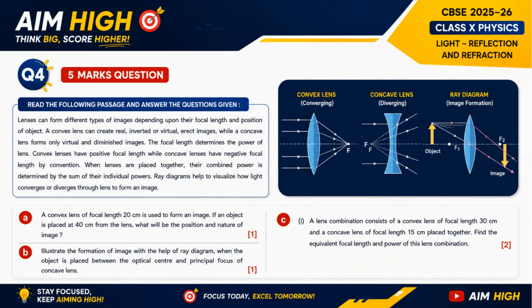Now, let's move to an important 5-mark case-based question from the chapter Light, Reflection, and Refraction. Read the given passage carefully about convex and concave lenses, image formation, focal length, and power of lenses. Based on the passage, answer all the sub-questions. In Part A, you need to find the position and nature of the image formed by a convex lens. In Part B, explain image formation by a concave lens using a ray diagram. In Part C, calculate the equivalent focal length and power of a lens combination. This question tests concepts, numericals, and ray diagram understanding together, so focus carefully on each part.